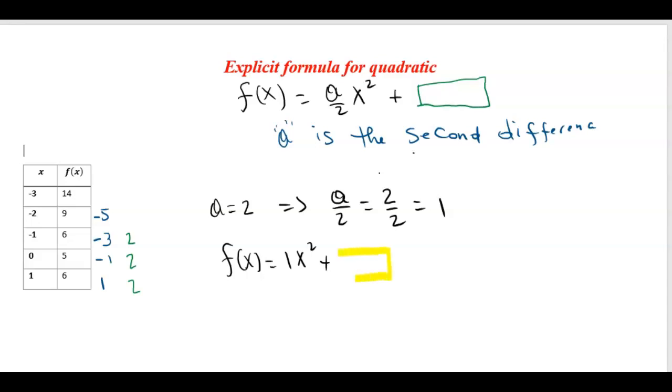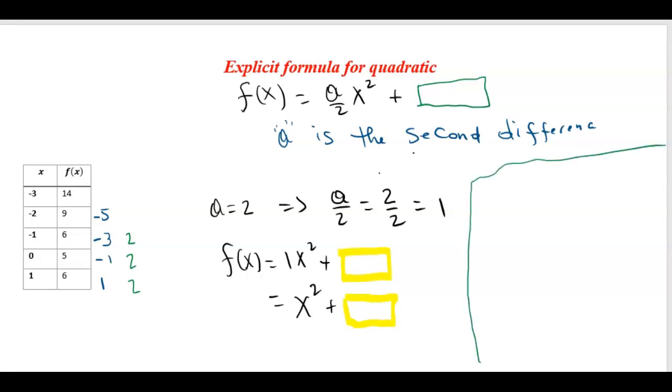We don't know what it's going to be yet, if it's going to stay like that or not, but we know we're going to need something here. In the meanwhile, we know 1 times x squared is just x squared. 1 times anything is itself, plus whatever we're going to put down here. Now, I'm going to go on the side and do some guessing.